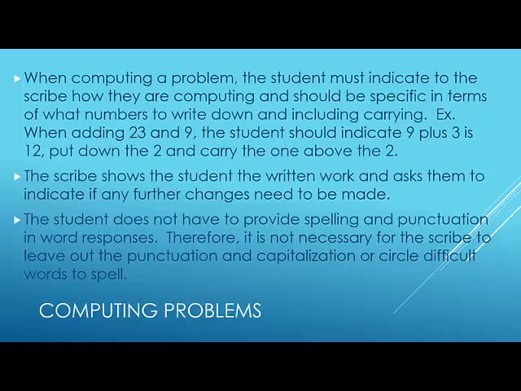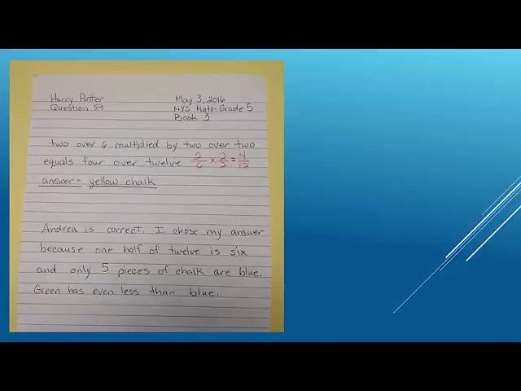For math, the student doesn't have to spell anything correctly, and they don't have to worry about punctuation and word responses. So when you scribe this, as you'll see in the next slide, you don't have to worry about the punctuation or the capital letters. So the student here dictated 2 over 6 multiplied by 2 over 2 equals 4 over 12. Notice how the scribe wrote what is in black, and this is exactly what the student said.